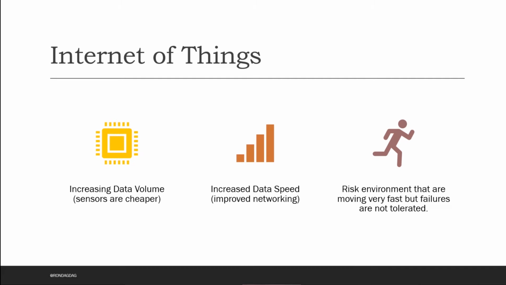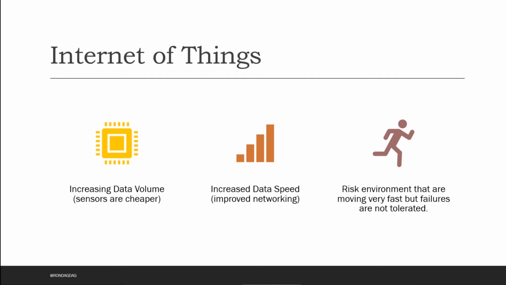Internet of Things, of course, is possible because there's a bunch of data out there that is available. Sensors are becoming cheaper, and you can think about your phone and how many sensors it can collect. And of course, with improved networking and data speed, it's easy to send data up to the cloud and be able to do processing.